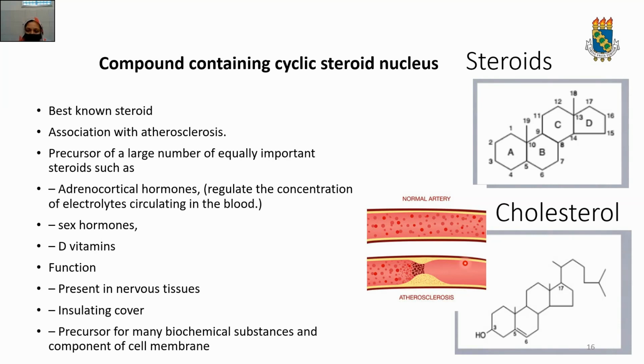Apart from these, we have the sex hormones, vitamin D, and their function is mostly with the nervous tissues, they are present there, and they have insulating properties, provide a cover against different environmental stresses, and they are the precursors of many biochemical substances and components of the cell membrane.